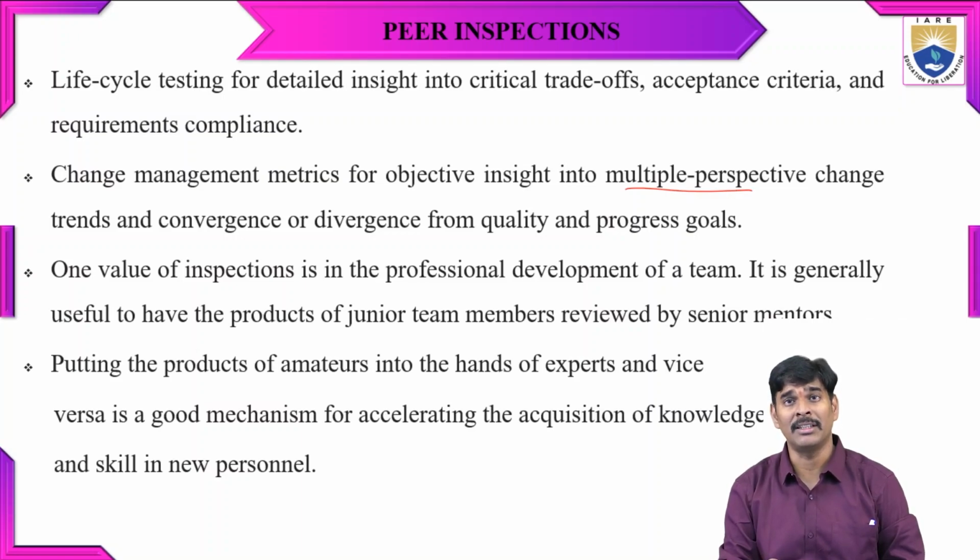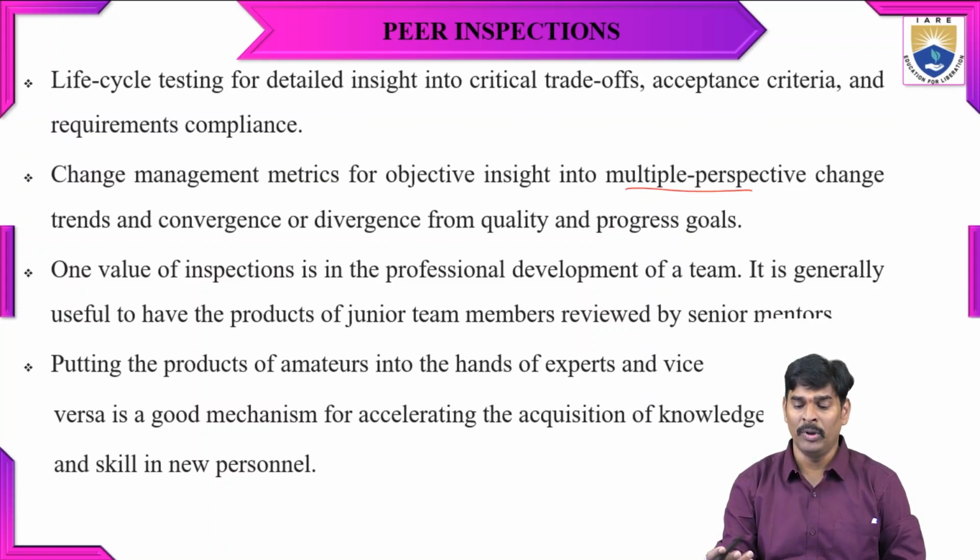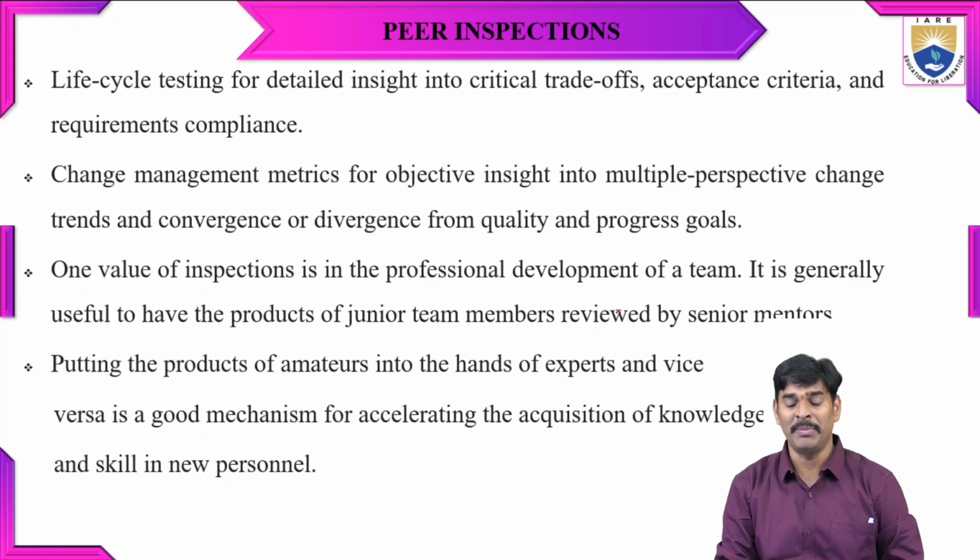Is there any convergence or divergence in the quality and in the progress goals? They identify the different types of changes in the metrics. Here the inspection team will have professional development. They check the different types of criteria. Mainly these products will be verified by the senior members.